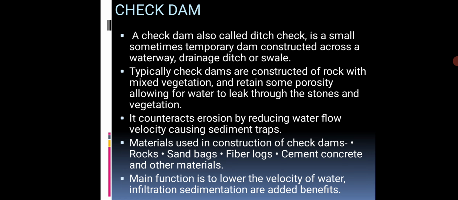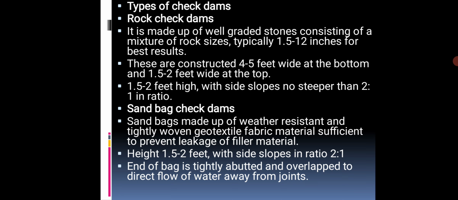The materials used for check dams are rocks, sandbags, fiber logs, cement concrete, and other materials. The main function is to lower the velocity of water. Infiltration and sedimentation are added benefits. Types of check dams. First one, rock check dams.